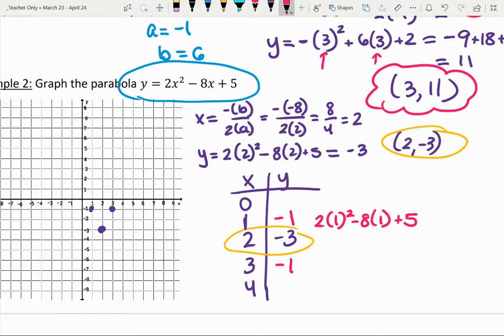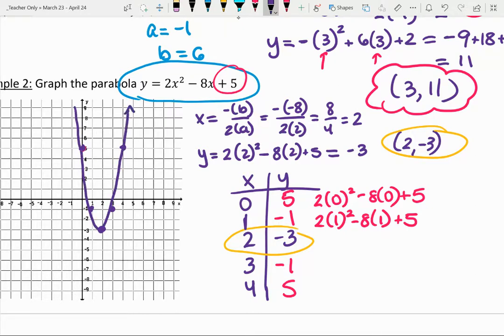And then when x is 0, in the back of my mind, I should recognize that this will be my y-intercept. So I could use my shortcut of my c value, but I just want to demonstrate why that little shortcut works, right? If we substitute 0 for x, we get 0 minus 0 plus 5, or simply 5. So (0, 5) and (4, 5), and then I've got my 5 total points to graph my parabola, and it looks just like that.